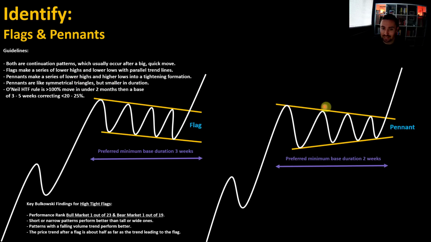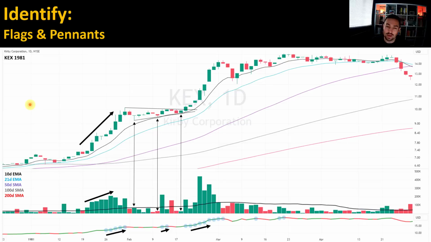You can see here that it's making a series of lower highs, but it's also making a series of higher lows as the base is building. Pennants are like symmetrical triangles but smaller in duration. The O'Neil high tight flag rule is greater than a 100% move in under 2 months, then a base of 3 to 5 weeks, correcting no more than 20 to 25%. Let's get into a couple of examples.